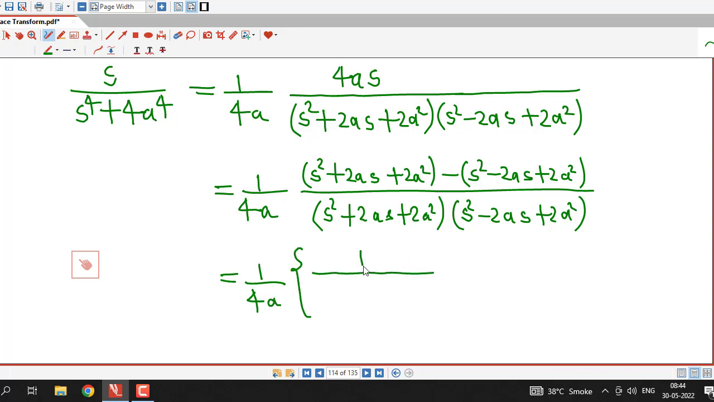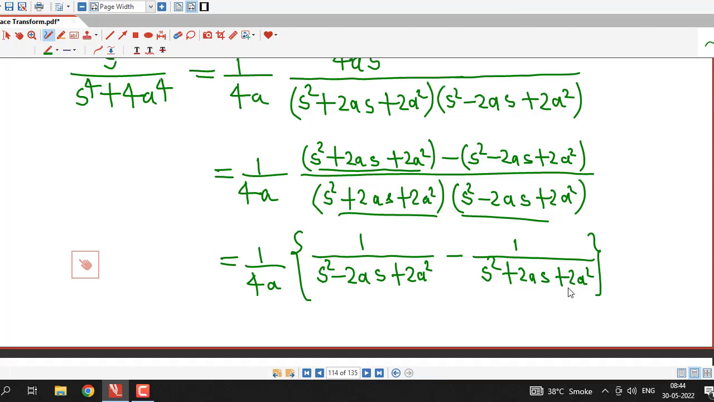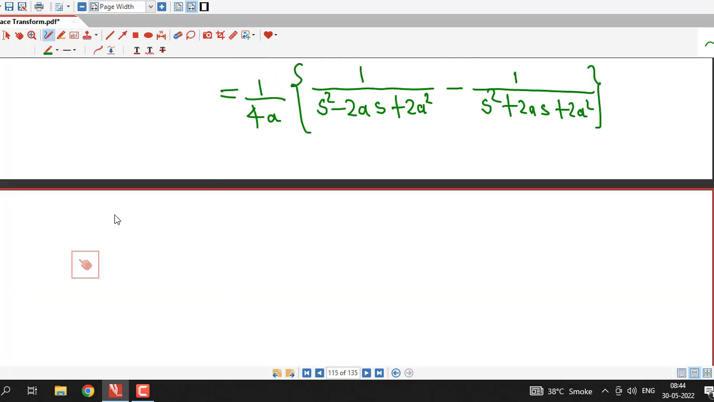This I can rewrite as s square plus 2as plus 2a square divided by this product. So we are left with s square minus 2as plus 2a square. Similarly here we will be left with s square plus 2as plus 2a square. So therefore we have s divided by s raised to 4 plus 4 times a raised to 4 equal to 1 divided by 4a.